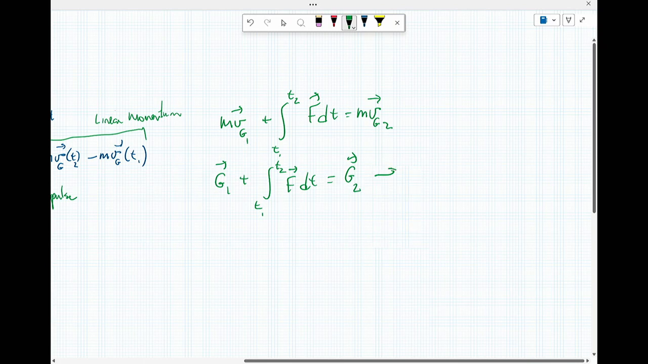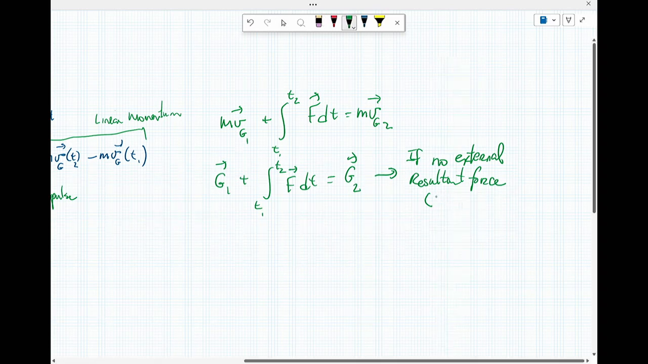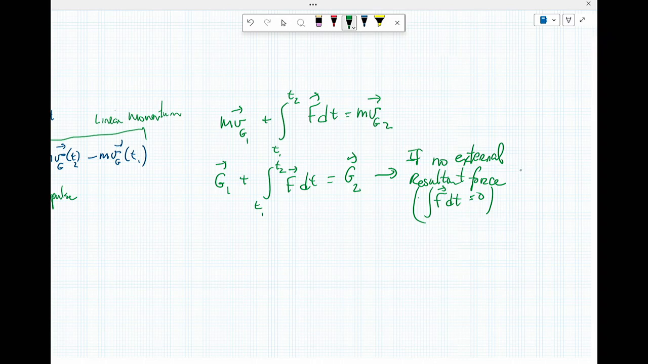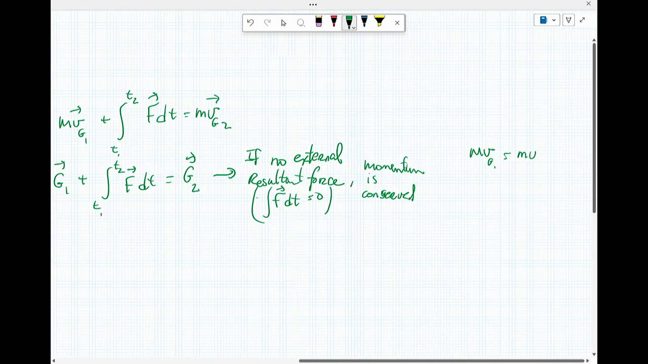Now, if there's no external resultant force, then momentum is conserved. And as a reminder, remember that in these cases, this is a force velocity time problem. So you're not looking at distances, you're looking at time. And you end up with mv1 equals mv2.